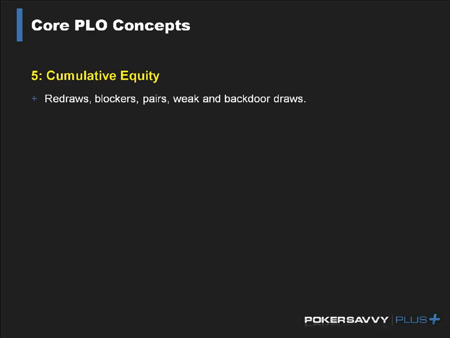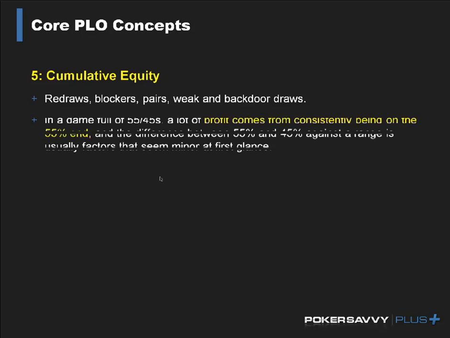So there's going to be some wider than that. But we're mostly looking at the value of having a pair blocker, having weakened backdoor draws, and so forth, gut shots and backdoor flush draws and so on. In a game full of 55-45s, this is extremely important, and this is a main consequence of the hand values running close together thing. The way that you win money in Omaha is getting it in on the 55 end on average, and a lot of times it's these factors that usually seem minor at first glance.